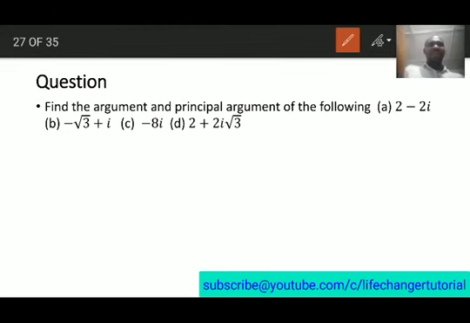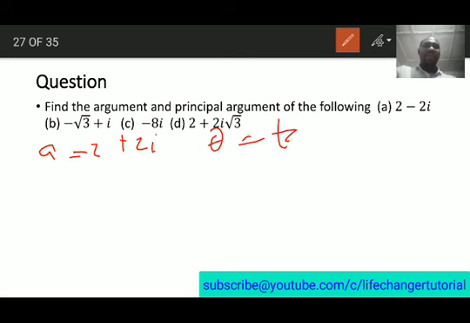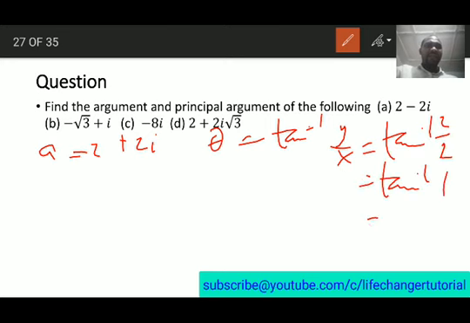Okay, so we have 4 questions here, and the question is to find the argument and the principal argument. We want to use these questions to differentiate between argument and principal argument. Now look at the first one. A is equal to 2 plus 2i. My argument, like we know, is supposed to be tan inverse of y over x. In this case, that means tan inverse of 2 over 2, which is tan inverse of 1. And tan inverse of 1 is what? 45 degrees. Don't forget that.